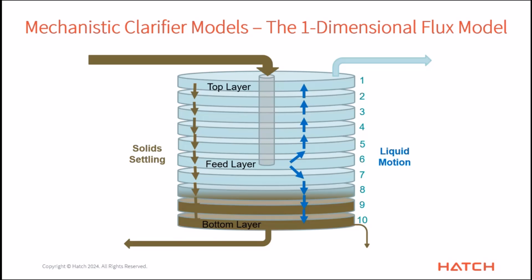So that allows us to do a mass balance around each one of these layers, and we end up with a concentration at each point. So that allows us to do a mass balance. What is the concentration of the solids being wasted and sent back as part of the recycle? And whatever the concentration is in the top layer is what goes out as our effluent.